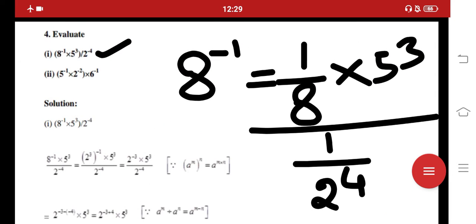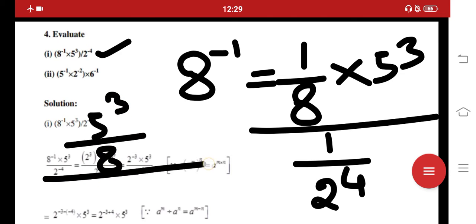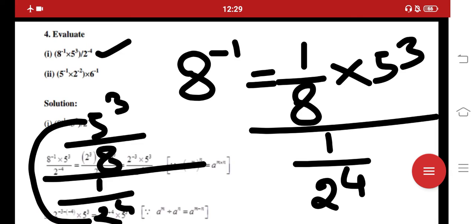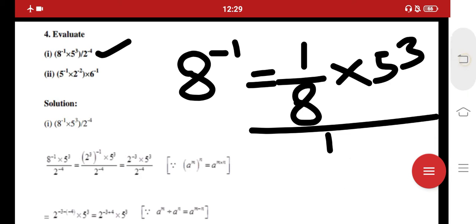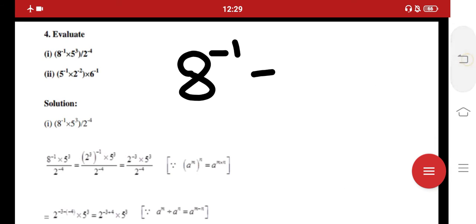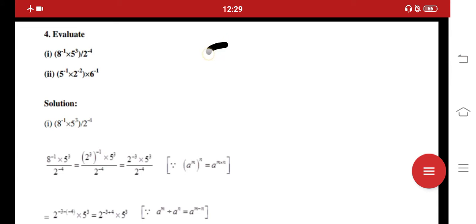In the numerator, what we are having? 5 to the power 3 upon 8, divided by 1 upon 2 to the power 4. Now we know that if 4 fractions we are having, the outer 2 fractions we have to multiply together and the inner 2 fractions we have to multiply together. So at last, when we multiply the outer 2 fractions, we are getting 5 to the power 3. Here we are getting 5 to the power 3 multiplied by 1.